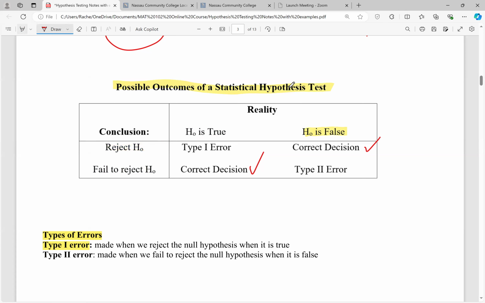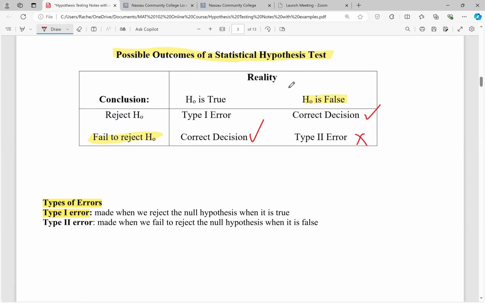But what if the null is false, but we don't reject it? We fail to reject the null. So the null is false and we're going to fail to reject it, meaning we're going to keep it. So we're keeping something that's a false statement. That's an error, right? That's a mistake. We call that in statistics a type 2 error. So a type 2 error is when we fail to reject the null hypothesis when it's false.